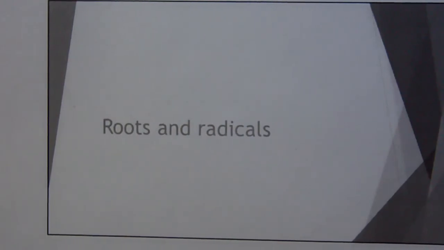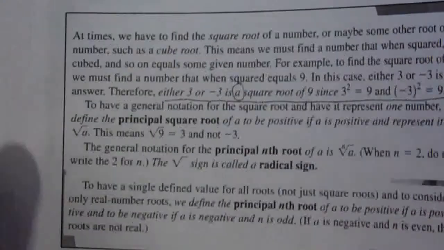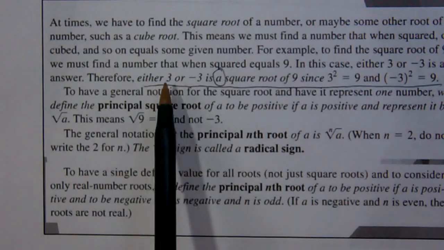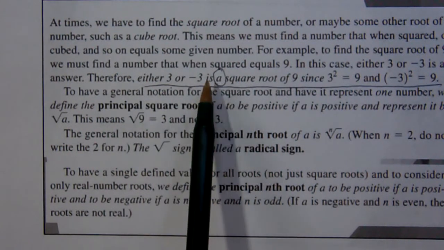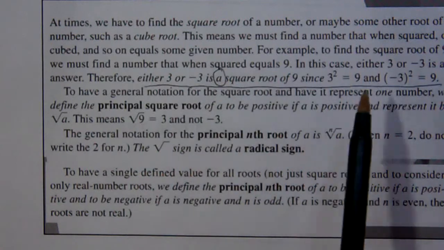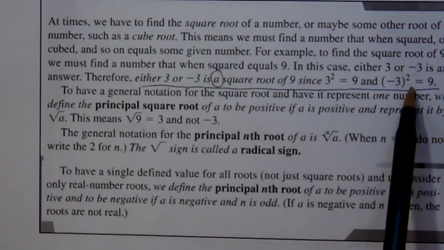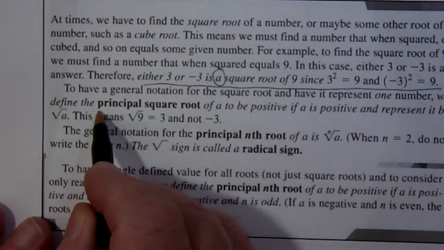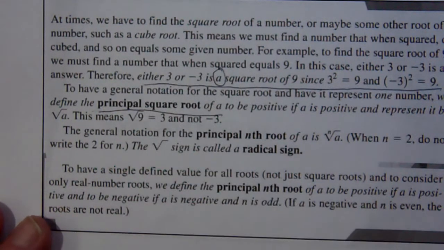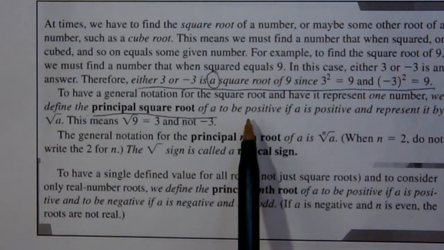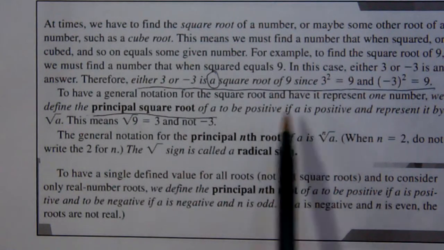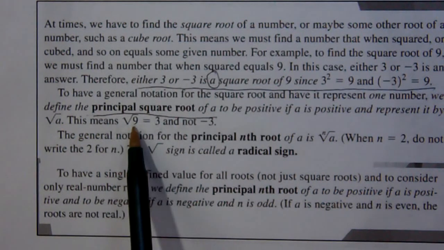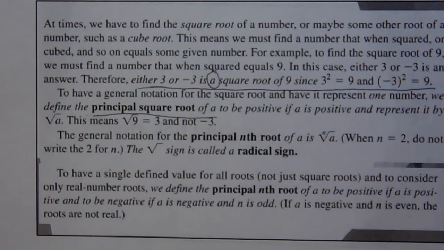This video is about roots and radicals. Either 3 or minus 3 is a square root of 9, since you can square either number and get 9. But in math, we use a symbol and talk about a concept called the principal square root of a. If a is positive, it's represented by the principal square root of a, and that means the principal square root of 9 is 3, not minus 3.